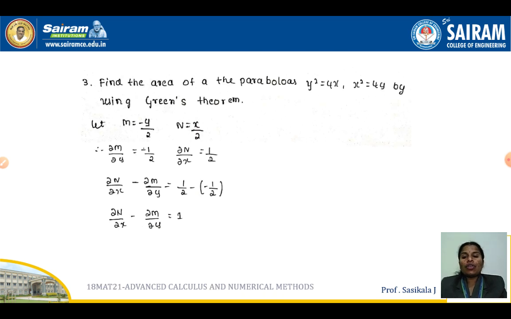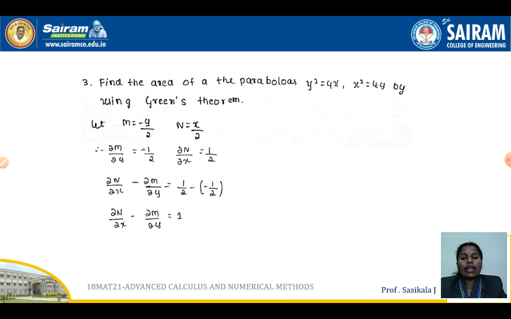Okay, so we'll go with one more. The question is asked to find the area between the parabolas y squared equal to 4x and x squared equal to 4y by using Green's theorem. So this is a little different. The question has been given in terms of area, and you have to find it here using Green's theorem.